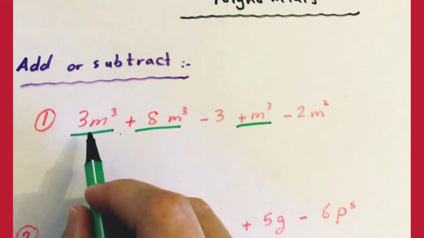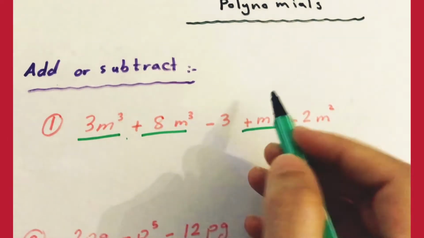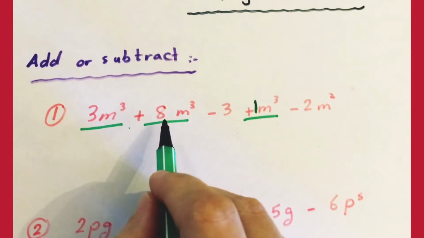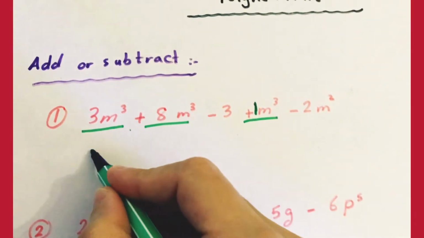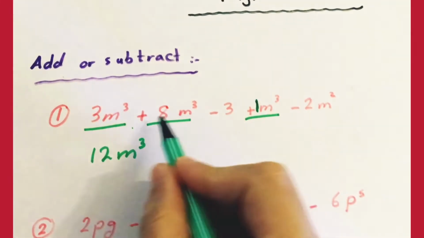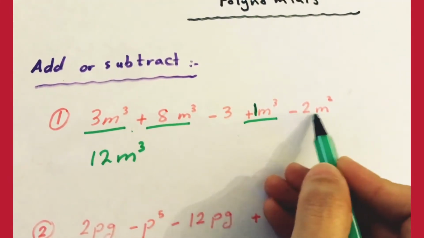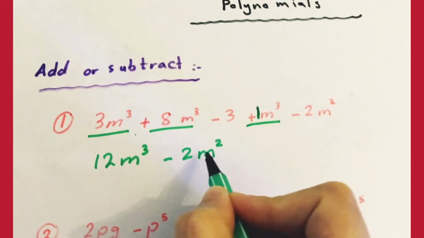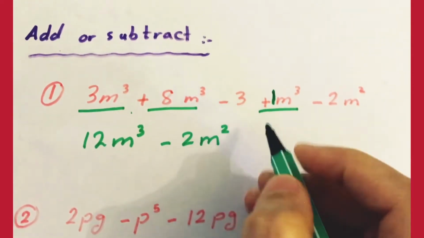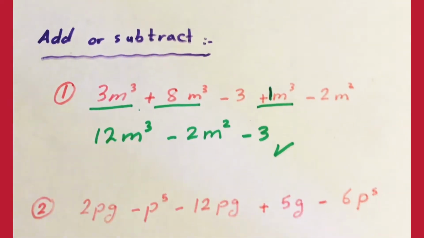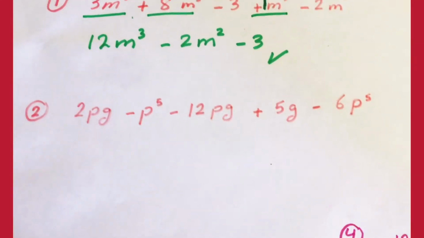Okay, so let's add 3 plus 8 plus 1. Here we have 1, but we don't write it. So 3 plus 8 is 11. 11 plus 1 will be 12m cubed. Now we are done with these three. We have this one, I will keep it the same. I will not do anything with this. And then I will take this down, minus 3. That's it. Easy? Okay, let's take another question.